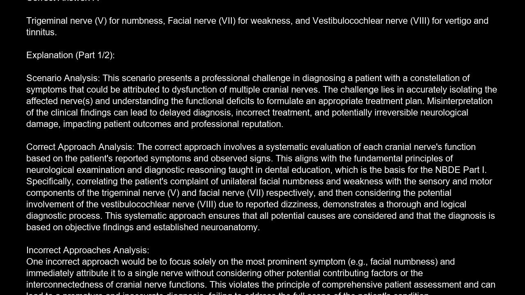The correct answer is A. Trigeminal nerve V for numbness, facial nerve VII for weakness, and vestibulocochlear nerve VIII for vertigo and tinnitus. Explanation. Scenario analysis. This scenario presents a professional challenge in diagnosing a patient with a constellation of symptoms that could be attributed to dysfunction of multiple cranial nerves.